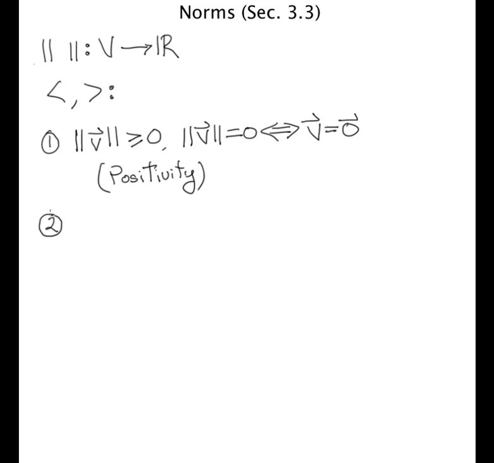And what about bilinearity? Well, we only have one argument here. And if you think about it, one of the easy properties is that the norm of C times a vector is equal to the absolute value of C times the norm of the vector. This property is called homogeneity. And let's see why that's true.